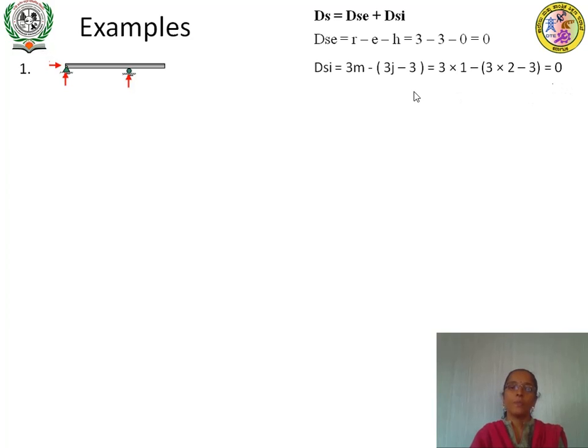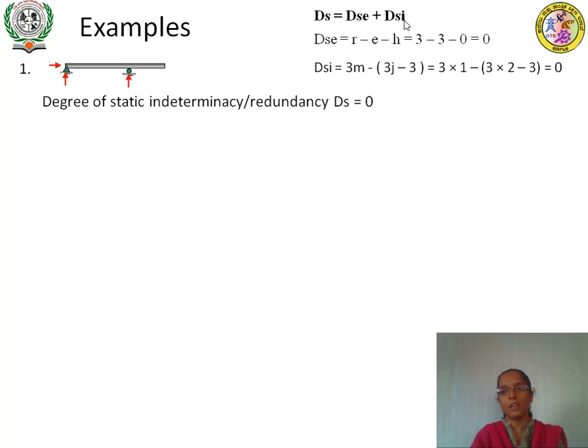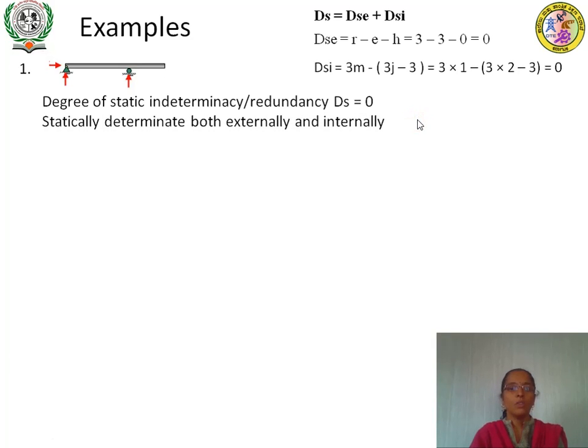So therefore, how can we classify it? The degree of static indeterminacy, DSE, is 0 plus internal indeterminacy is also 0. Therefore, static indeterminacy is 0. Okay, the degree of static indeterminacy for this problem is 0. So we can classify that it is statically determinate both externally and internally. And we can also write it as a stable structure.